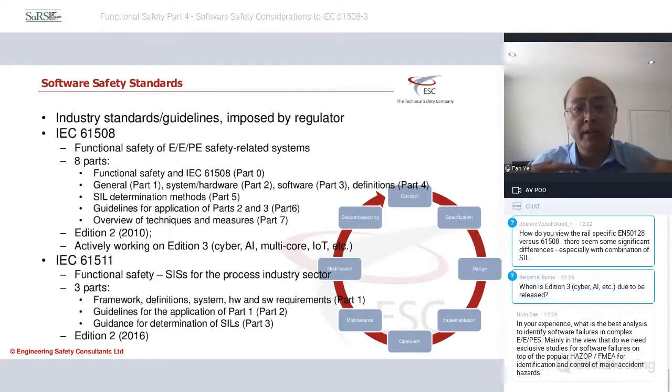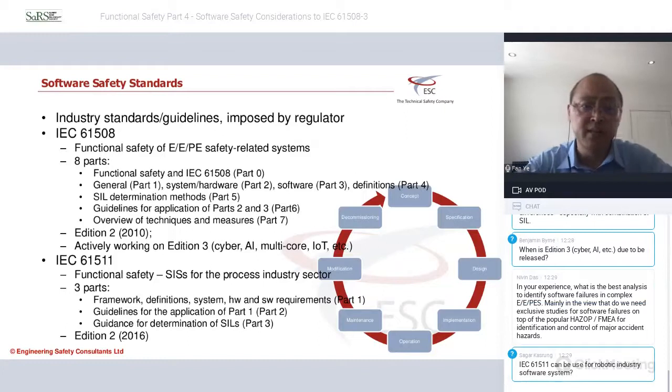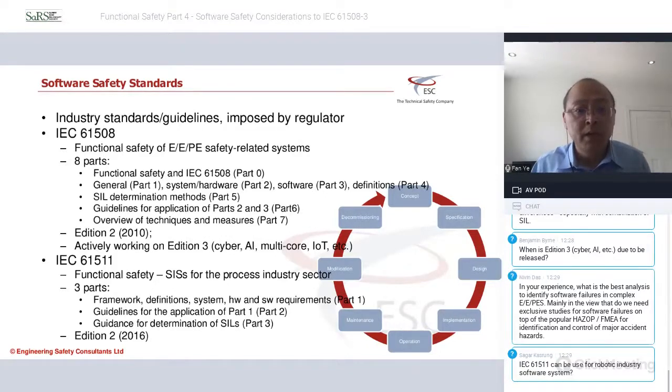Now 61511 is the process sector-specific standard. It has 3 parts. Part 1 is the normative requirements, focusing on the framework, definition, system, hardware and software requirements. Part 2 gives the guidance on part 1. And part 3 gives guidance on SIL determination, again because SIL determination is such an important element. When you get it wrong, you won't have adequate protection of your system, or if you get it too high, it then places too much of a burden on implementing and maintaining such a system. The current edition is edition 2, released in 2016.